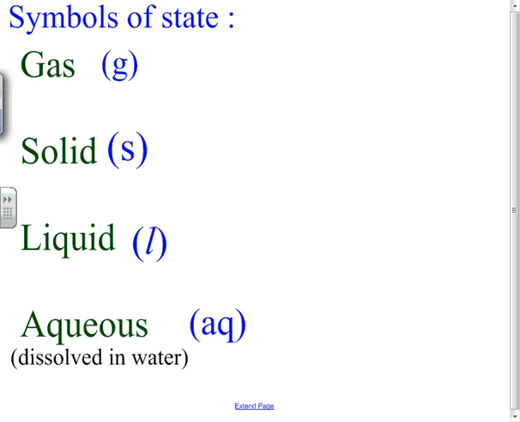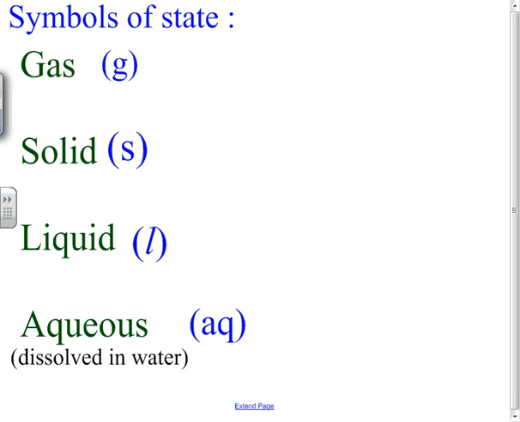Also, chemical reactions use symbols to indicate the state of a substance. For example, if a reactant is in the gaseous state, we use the letter G. If it's in the solid state, we use the symbol S. If it's in the liquid state, we use the symbol L. If it's in the aqueous state, we use the symbol AQ. Do not confuse the liquid state with aqueous state.